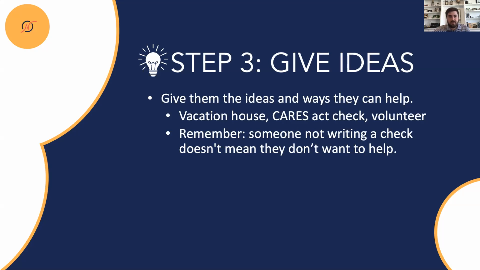Step 3 is give ideas. Give them the ideas and the ways they can help. So again, people have good intentions, but they don't always sit down to critically think and process what your requests are. And so one of the ways you can combat that is by helping them, by giving the idea for them, where all they need to do is process it and say yes. So again, if maybe they can't give financially, but they have a vacation house they would be willing to offer for you to auction off. Think of unique ideas like that that you can engage people. And always remember that someone not writing a check doesn't mean they don't want to help. Always engage until you get a firm no.